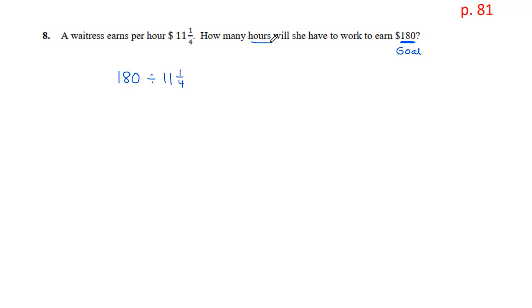total number of hours. We know with division of fractions, we're going to change to multiplication. We also know that we need to have improper fractions. So I'm going to make 180 over 1. I'm going to write the division and change 11.25 to 45/4. And then I'm going to keep, change, and flip. So 180 over 1 times 4/45.